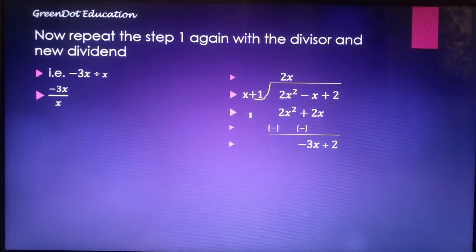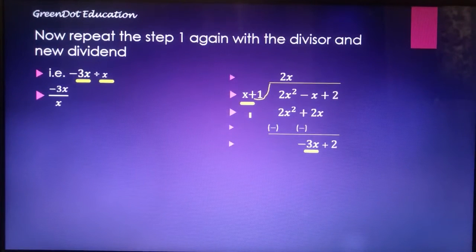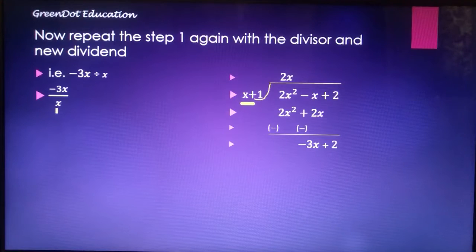So we get this term. What is minus 3x? Where did we get it? We get it from here, the resultant dividend, and x is the first term of our divisor. Again repeating the same process that we had done in step 1, we divide minus 3x, that is the first term, by the first term of the divisor, and here x and x get cancelled out and we are left with only one term, that is minus 3.